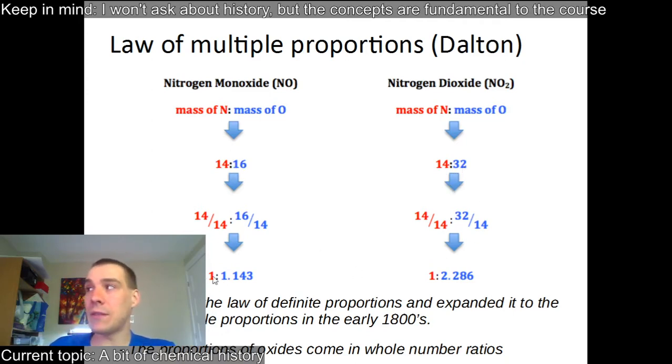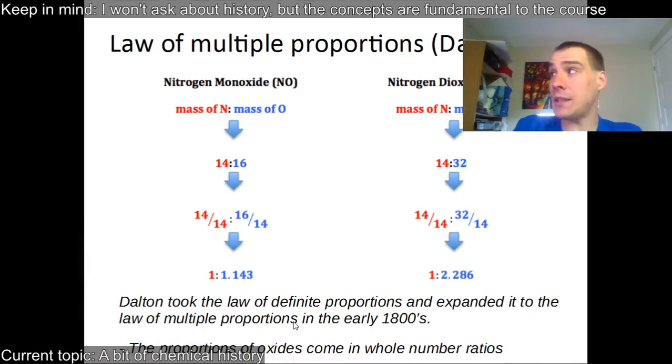So he brought it down like 1 to 1.143. This one was 1 to 2.286, twice as much. And so he noticed that the proportions were always the same. And he was particularly interested in oxides. So whole number ratios was his thing. Right? Took the law of different proportions and expanded it to this, the law of multiple proportions. And so this created the underpinning of his atomic theory.